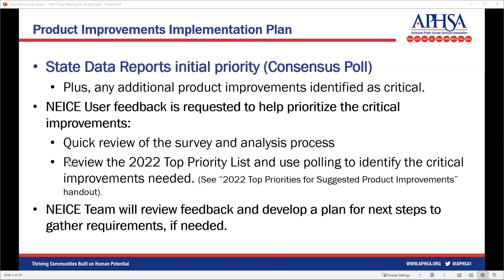Okay, so I touched on this: we are going to be using some polling. We're going to do a quick review of the survey and the analysis process, how we got to this top priority list. And then we're going to use the list to do polling to identify those critical improvements. So it's really a quick poll just asking, is this critical? Do we need it right now? Or could it wait? So pretty simple. And then, like I said, we'll take that feedback and start looking at what the plan will be for next steps, and if we need to gather requirements on any of those product improvements, so more specifics about what it would look like, would it be a drop down, those kinds of things for the Tetris team to be able to start building.